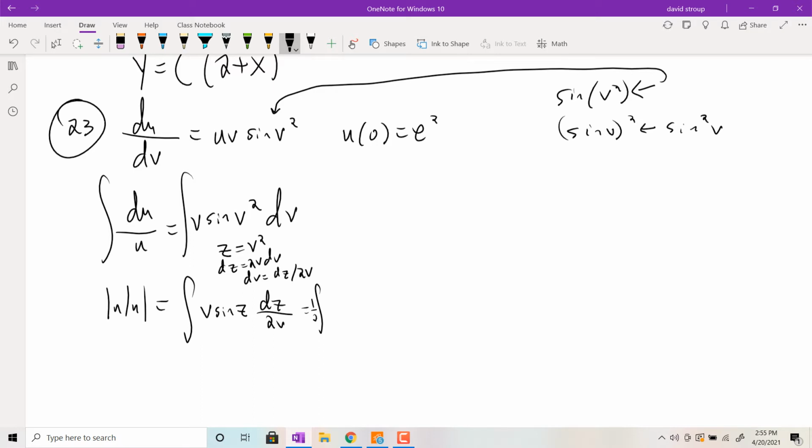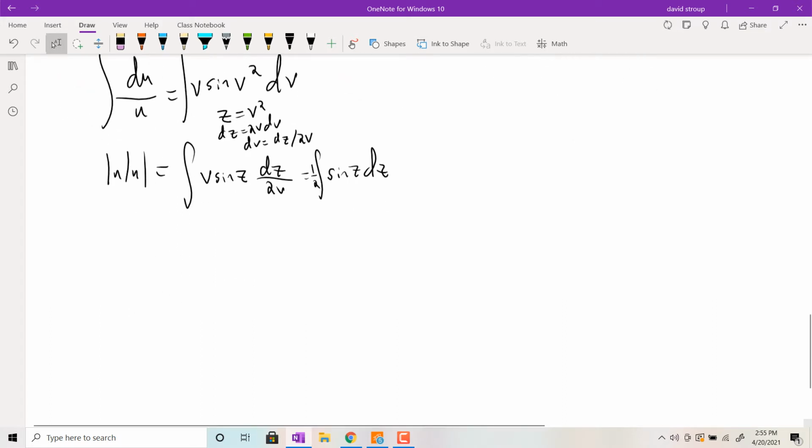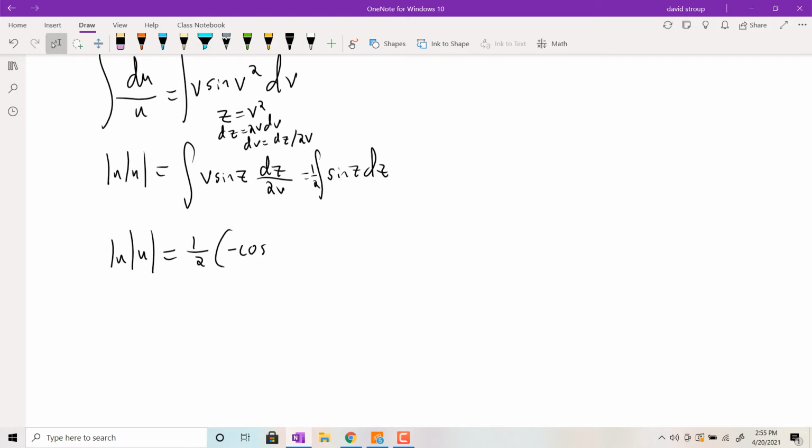you can factor out 1/2. The v's will cancel, and you just have a sine z dz. So I have 1/2. The integral of sine z is negative cosine of z. Let's back sub. So that's v squared plus c. And then I want to exponentiate both sides. So over here, the ELN will cancel. Absolute value of u is left on the right. I'm going to rewrite it as e to the negative 1/2 cosine v squared.